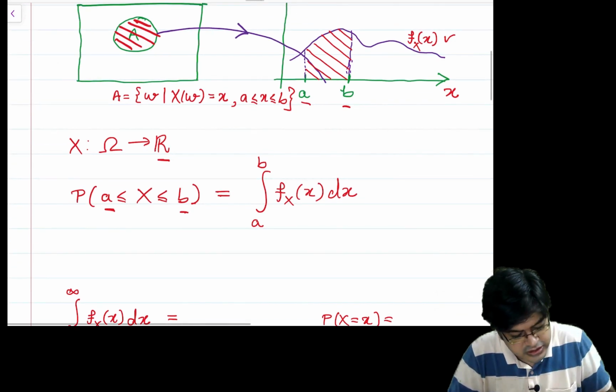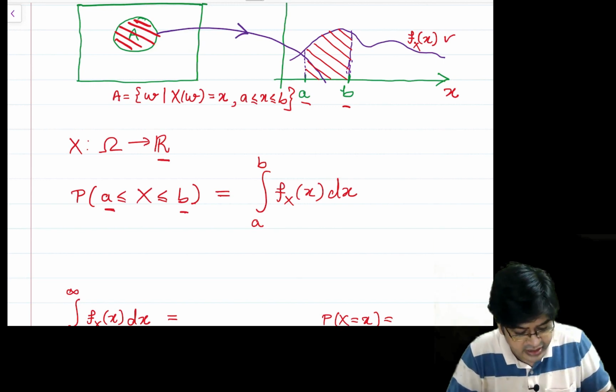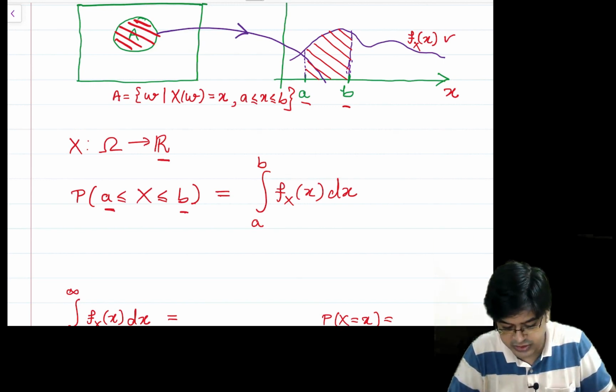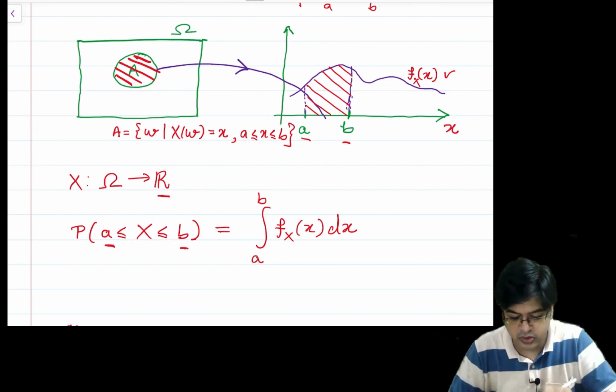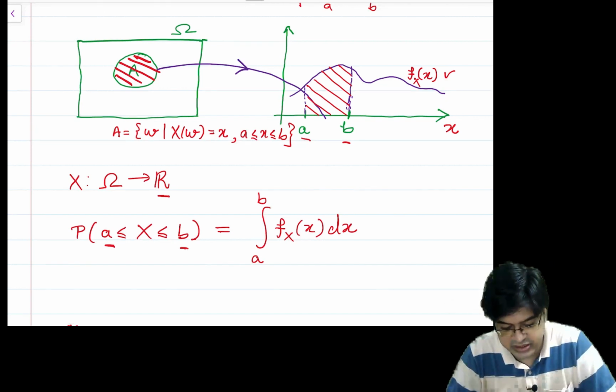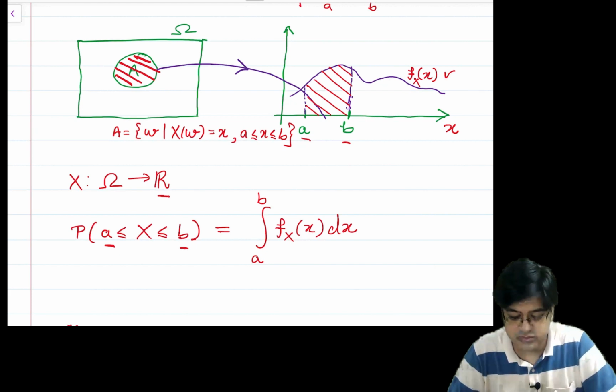If this particular thing is defining the probability of the event a less than or equal to X less than or equal to b, and this is the density function that is given, then what this density function is doing is actually splitting the unit mass over this entire real line via this density function.